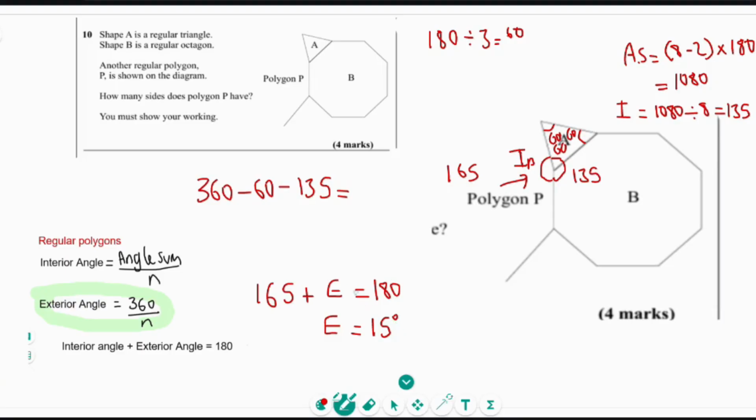Now we know the exterior angle, we can use this formula. 15 is equal to 360 over n, times both sides by n, to give us 15n is equal to 360. Then divide both sides by 15, which gives us n is 24. So polygon P has 24 sides.